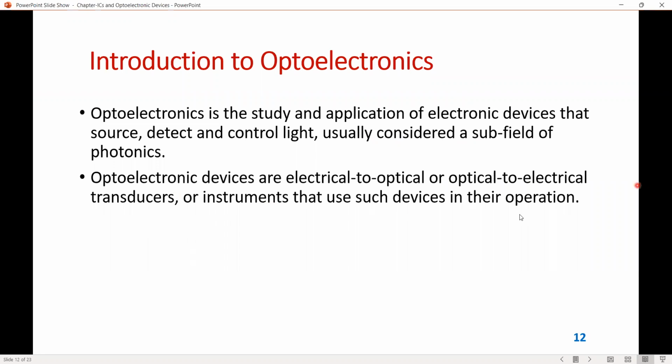So optoelectronic devices are electrical-to-optical or optical-to-electrical transducers. They are basically used to convert electrical signal to optical and optical signal to electrical. When we say electrical, it means we are talking about the flow of electrons. When we say optical, it means the flow of photons. So these devices are used to convert electrons to photons and photons to electrons. Okay, or instruments that use such devices in their operations.